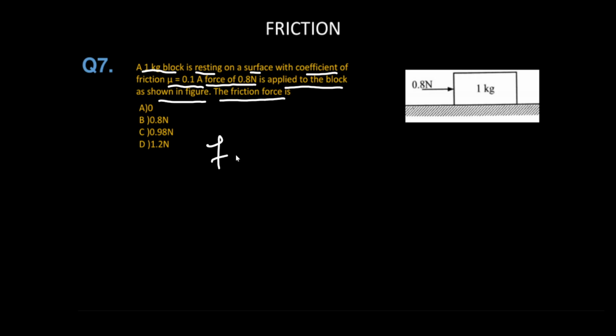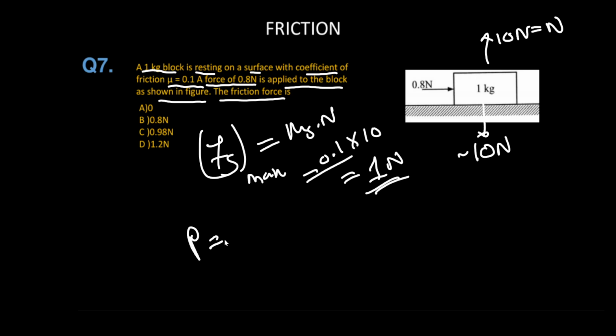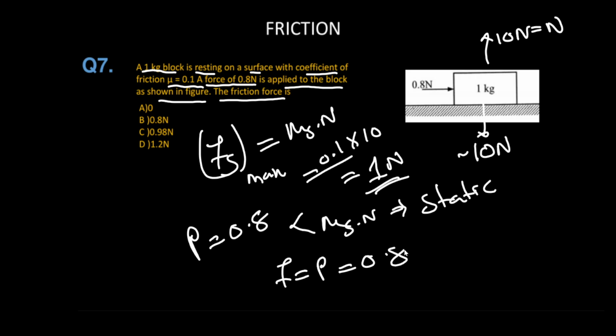You just need to check whether the block is in static condition or not. First calculate Fs maximum, which is mu s into N. N is equal to 1 kg, so taking g as 10, the normal reaction is 10 Newton. So mu s into N is 0.1 into 10, nearly 1 Newton. The applied force P, given as 0.8, is less than mu s into N. That implies it's a static condition. So the frictional force is equal to P, which is 0.8 Newton. That will be the answer.